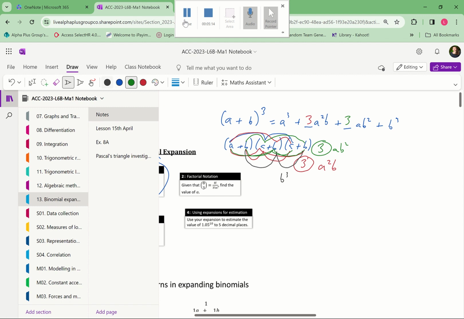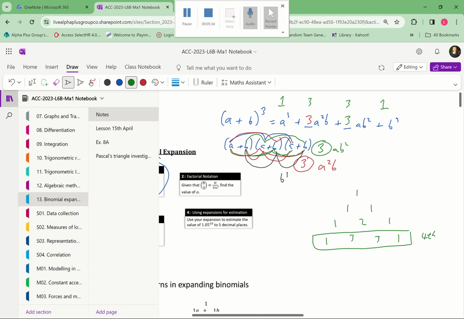If you remember that Pascal's triangle I just showed you, it started off 1, 1, 1, 1, 2, 1, 1, 3, 3, 1. You'll notice here that my coefficients are 1, 3, 3, 1, which is the fourth row of Pascal's triangle.